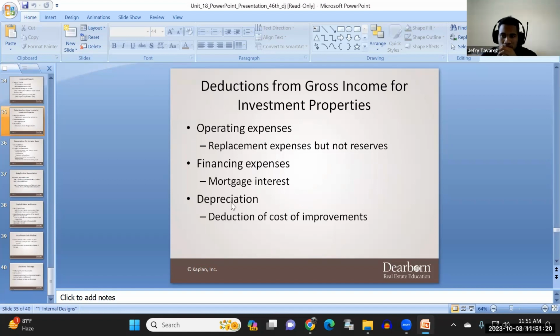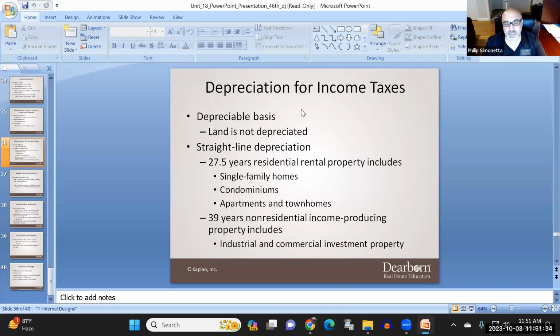And depreciation is a deduction of the cost of improvements. So there's depreciation that comes off per year on buildings. You need to know this. Good chance of a question. So how do you do depreciation for income taxes? This is for income property, not the home you live in, only investment property, right? There's a depreciable basis, and you have to remember land is never depreciated.